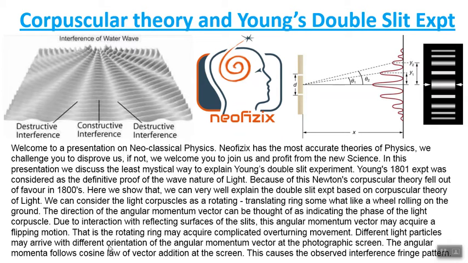Different light particles may arrive with different orientations of the angular momentum vector at the photographic screen. The angular momenta follow the cosine law of vector addition at the screen. This causes the observed interference fringe pattern.